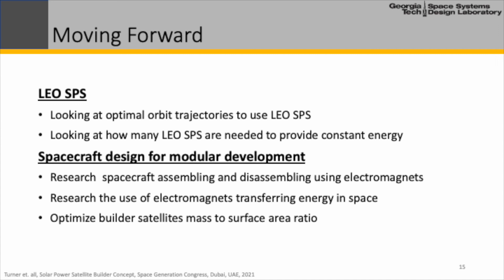The second area being the actual spacecraft design used in modular development of these solar power satellites. Specifically, how can we use electromagnets for building these large space structures and transferring energy wirelessly, as well as increase the mass to surface area of our builder satellites so that we can build large satellite arrays using fewer rockets.